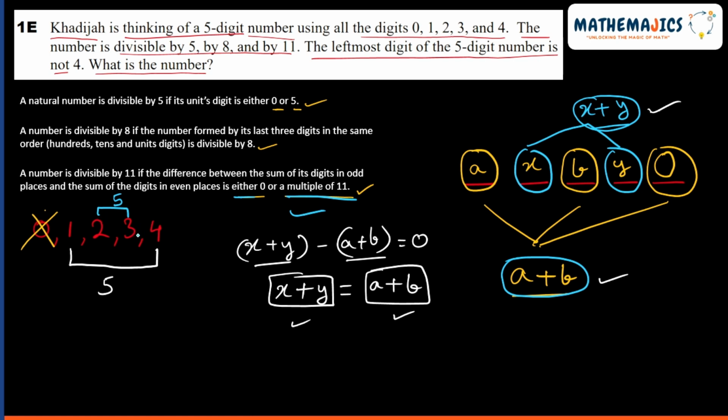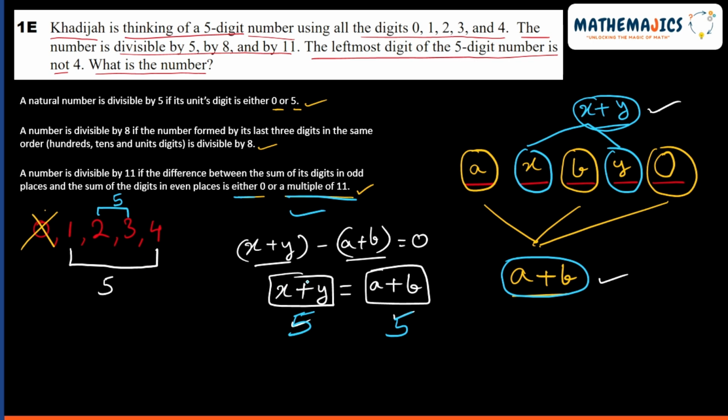There is no other possibility. Correct? Now we don't know whether x and y is 1 and 4 or a plus b is 1 and 4. Right? But we know that the sum of this group is also 5 and the sum of this group is also 5. Now we will go for hit and trial and form all the possibilities that we have using this x plus y and a plus b.